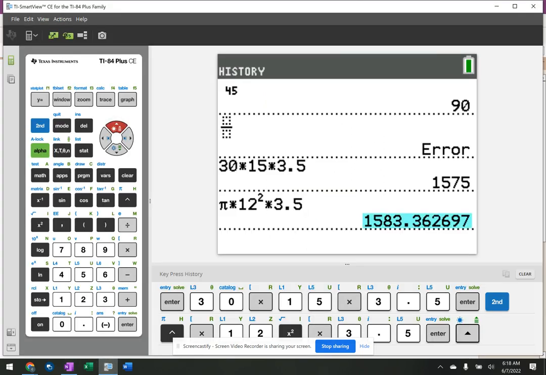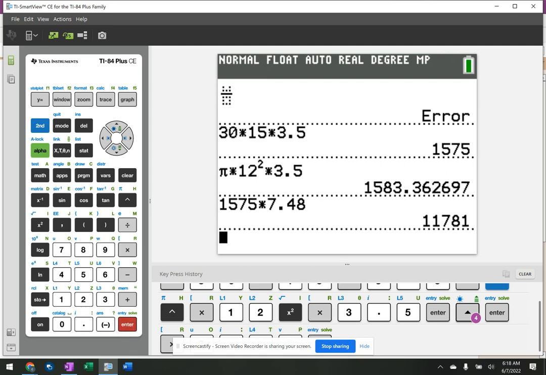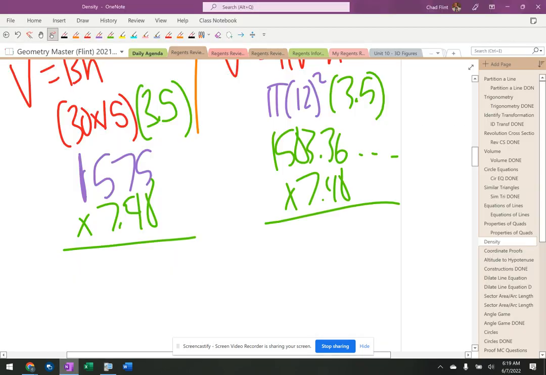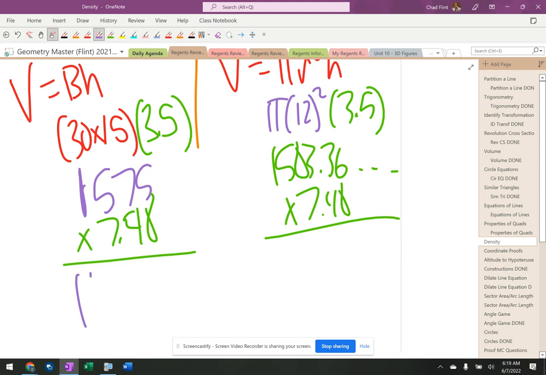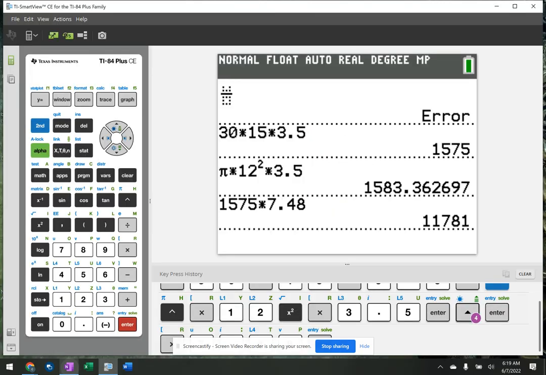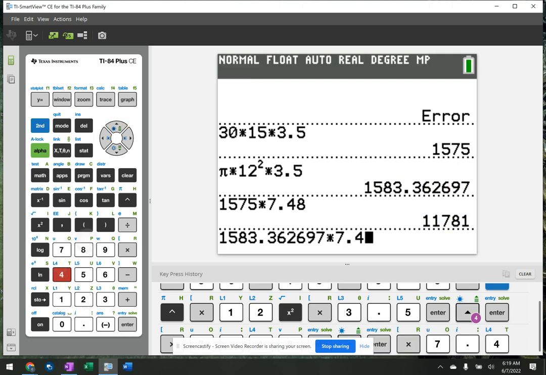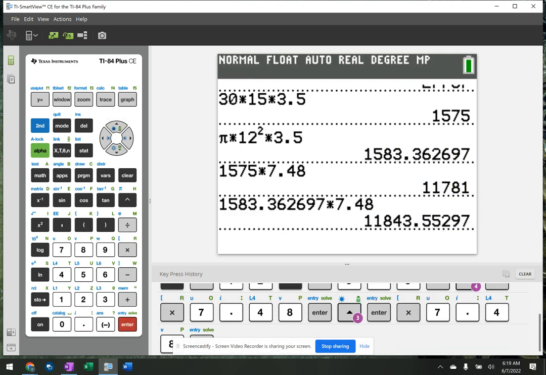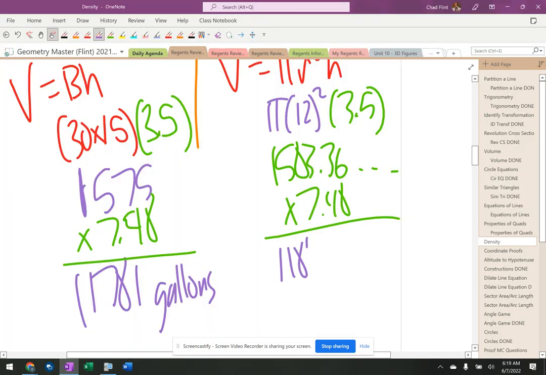All right, so I'm just going to grab these things, times 7.48. 11,781. Maybe I write gallons. All right, and then that times 7.48. 11,843.55 gallons. Whoops.